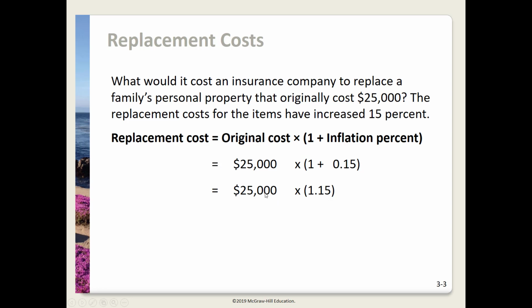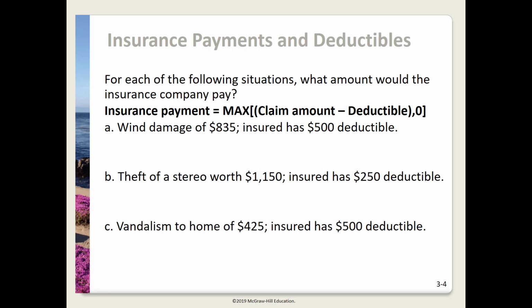And then when I multiply that against my original cost, we get $28,750 for the amount of money that the company would replace. Let's look at insurance payments and deductibles. For each of the following situations, what amount would the insurance company pay?